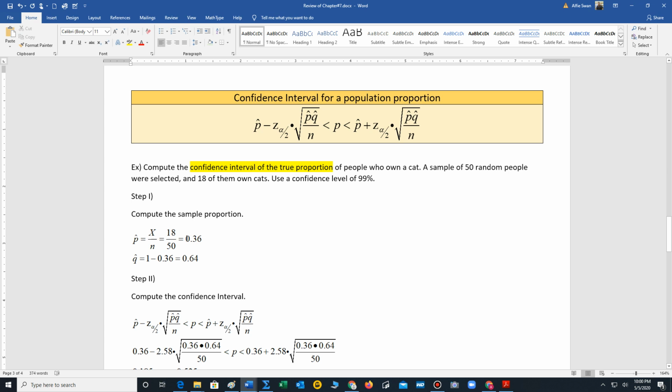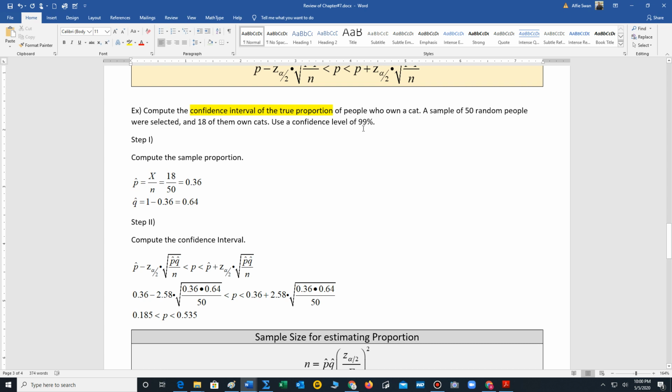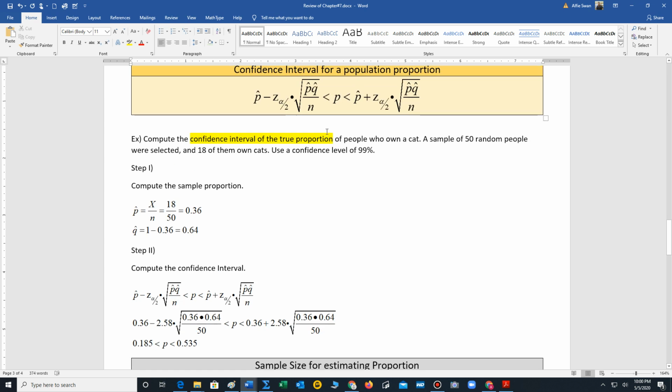Always round to 3 decimal places. In this case, it just came out to an even 0.36. Then we compute q-hat. That's the sample proportion of people who do not own cats. So that's 1 minus 0.36, which is 0.64. Okay, then whenever you're dealing with a confidence interval for P, we always have to look up the z-value.